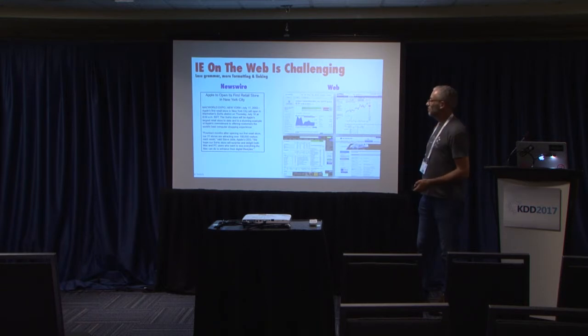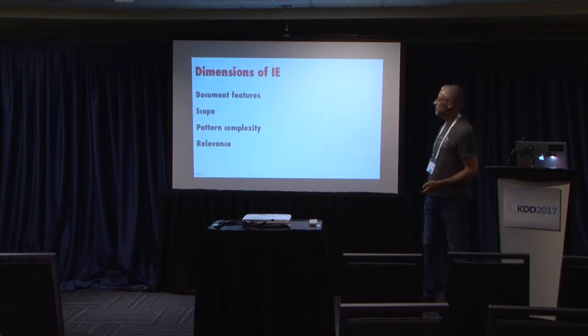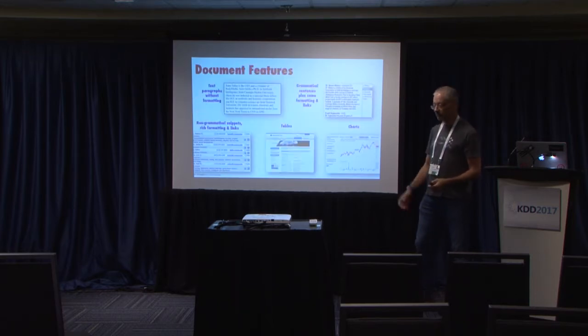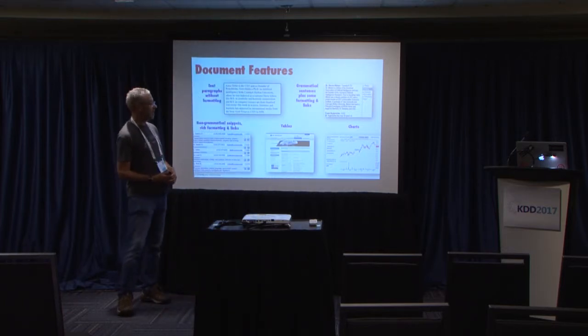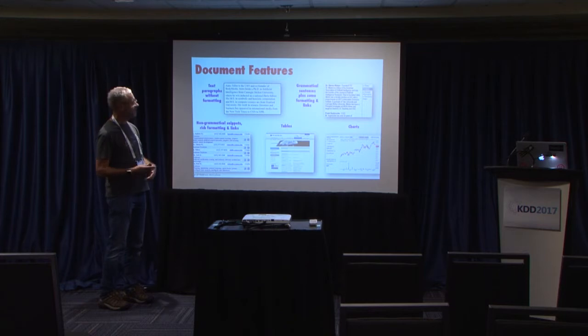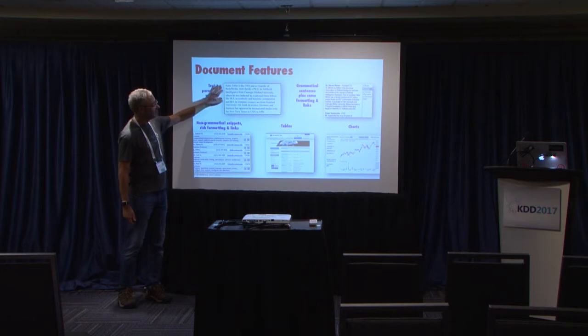So people have come up with some ways to taxonomize this so that we can make progress. So we can look at the different document features, the scope of the document set, complexity of the patterns, some relevance issues. So in terms of document features, this is a nice classification. I think it started with Andrew McCallum, and we sort of extended it a bit. So you're gonna find paragraphs of text, and that's fine.